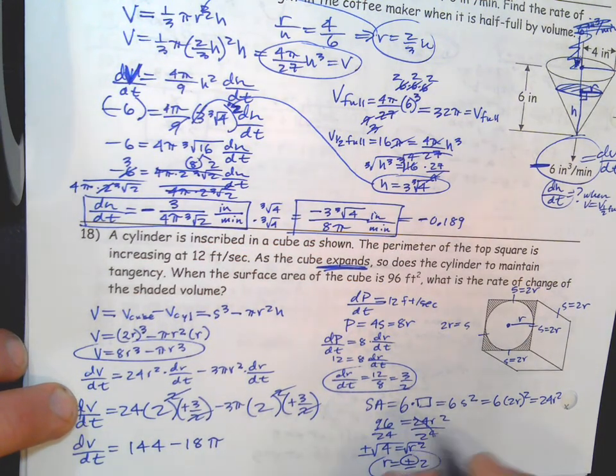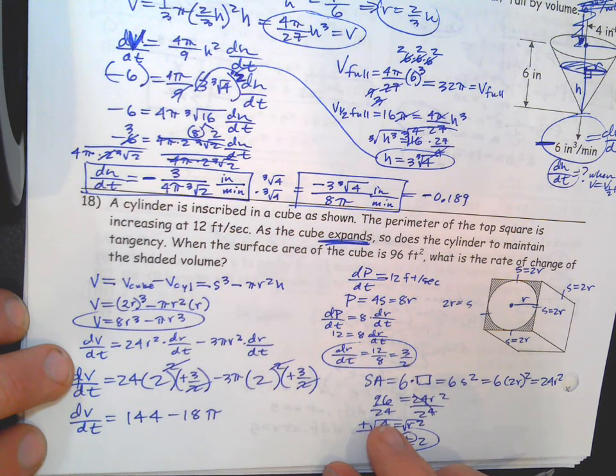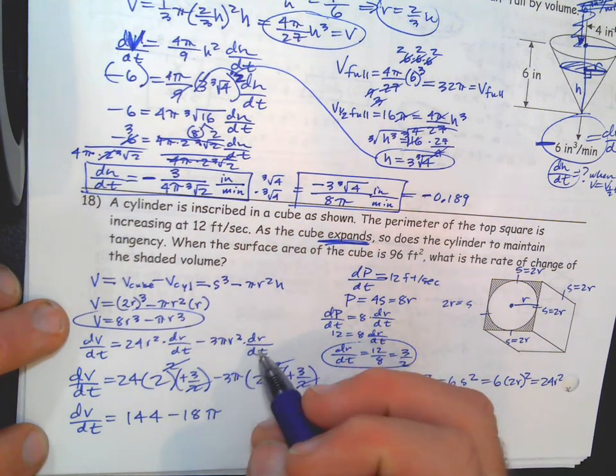Did I make a mistake? I think I made a mistake somewhere. 3 pi r squared.